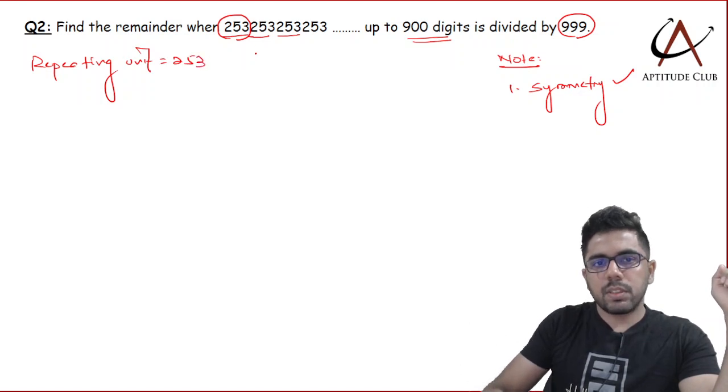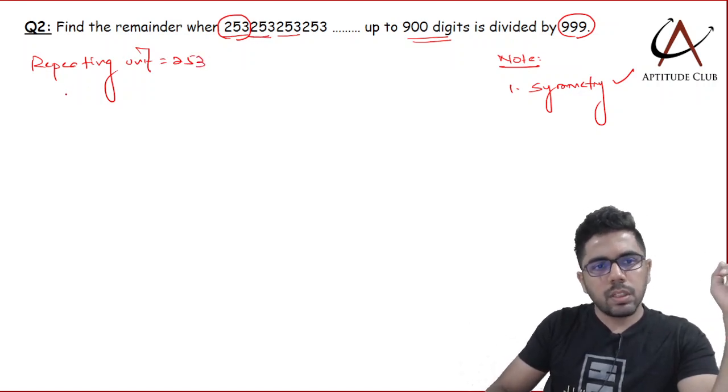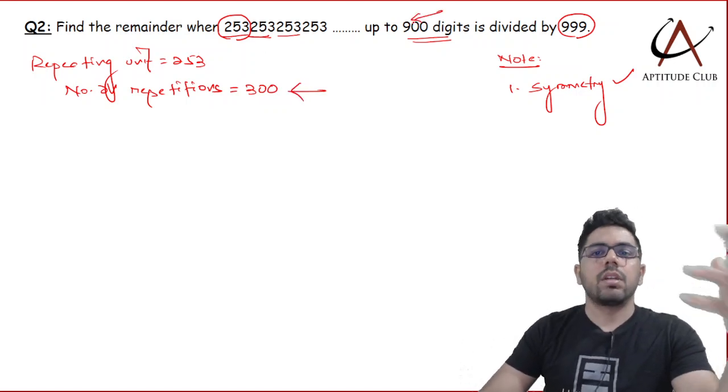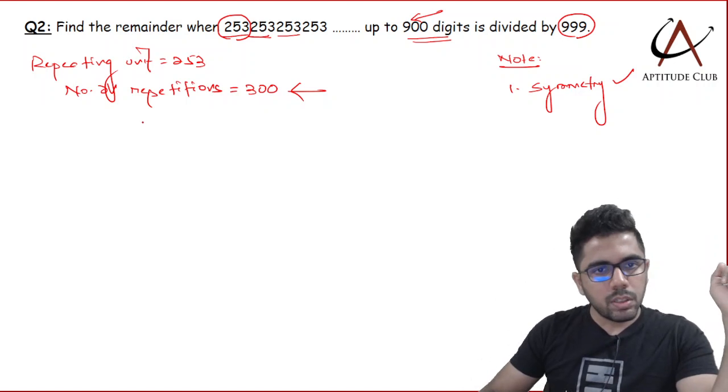Repeating unit is 253, 253, 253. Number of repetitions, if you see, it is like 300 times. 3 digits are repeated up to 900 digits. So 300 times it will be repeating.